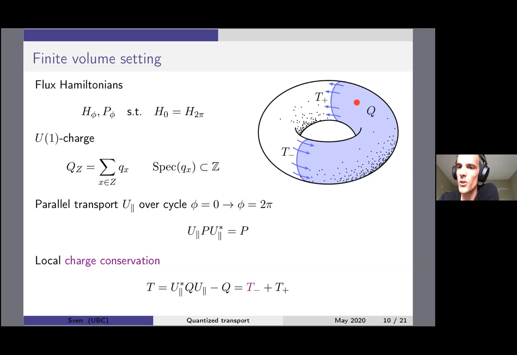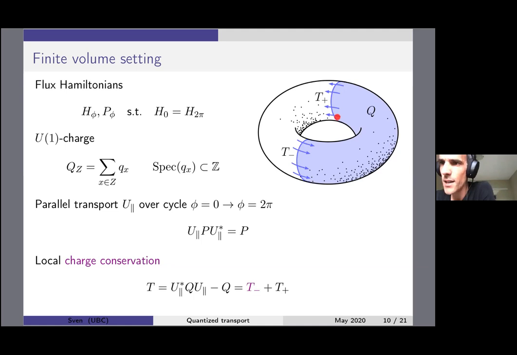So what you will have is that this operator, in fact, factorizes into a sum of two contributions, one which is the charge going in across that first fiducial line, and another contribution, which is the charge going out across the other line. This is this T plus. And really, if you want to get anything meaningful, you don't care about what happens on the other side of the universe.